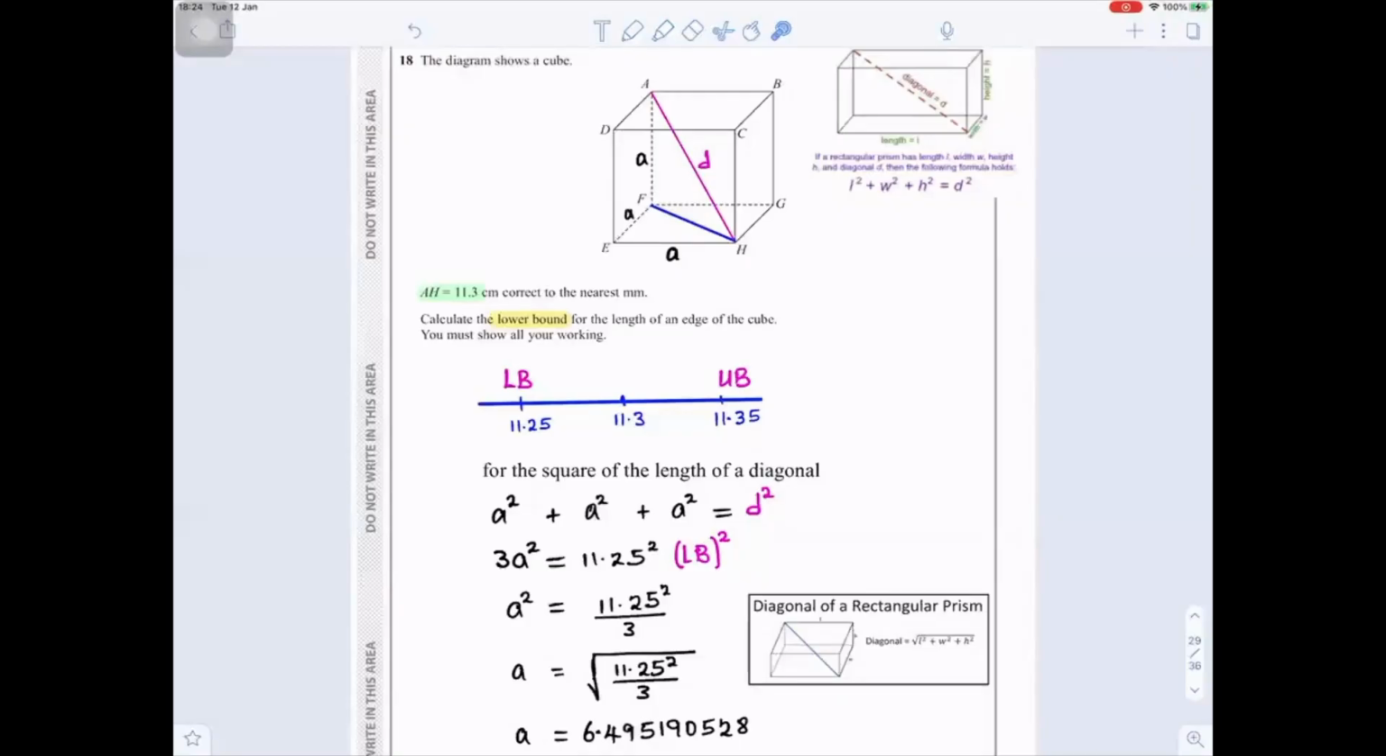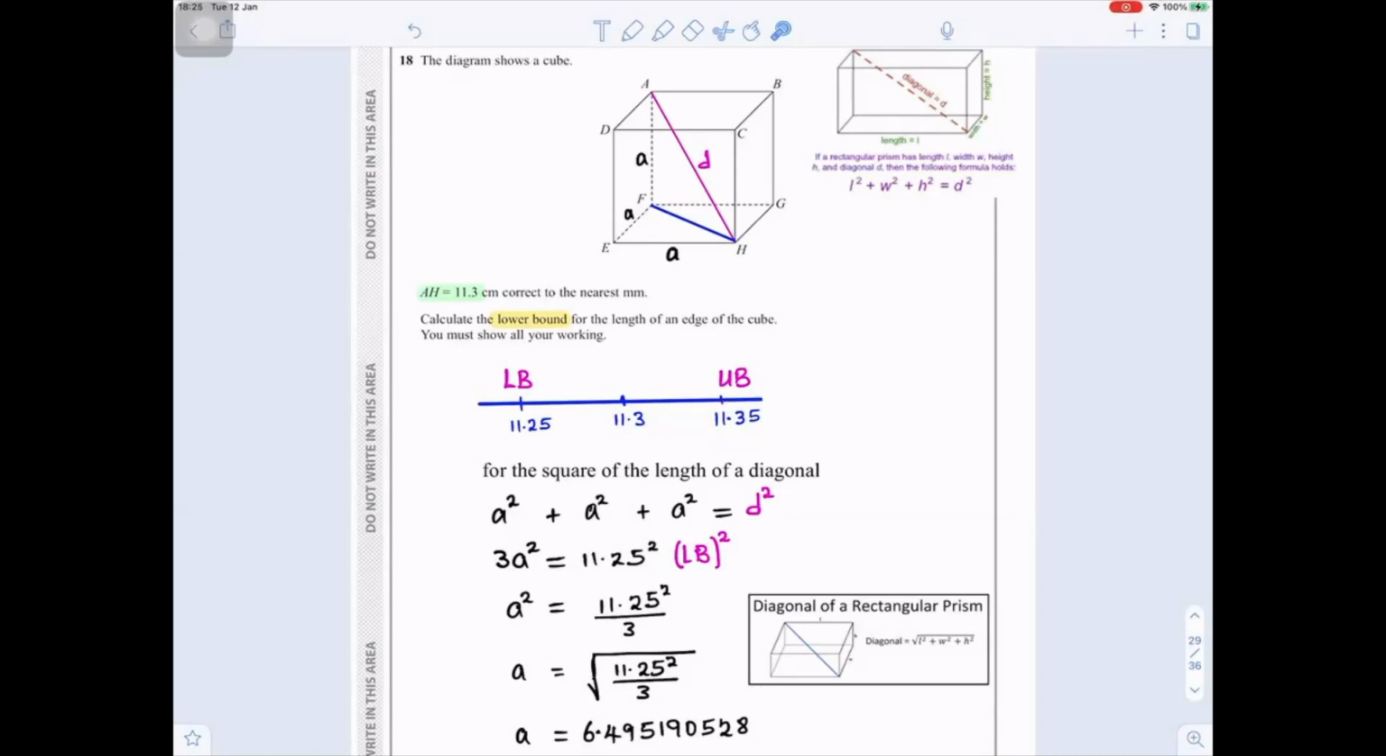So what we want to do now is we have 11.3, we put it there in the middle. What number do we round up to get 11.3? We can round up 11.25 to get 11.3. Or we can round down 11.3499999, or we can just say 11.35 to get 11.3.